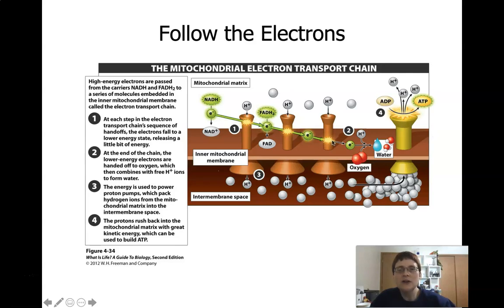All those little electrons are giving up their energy to pump hydrogen to the other side. Those hydrogen ions charge up this protein. It's actually a protein, it's an enzyme, and it uses the energy of them running through to make ATP. Okay?